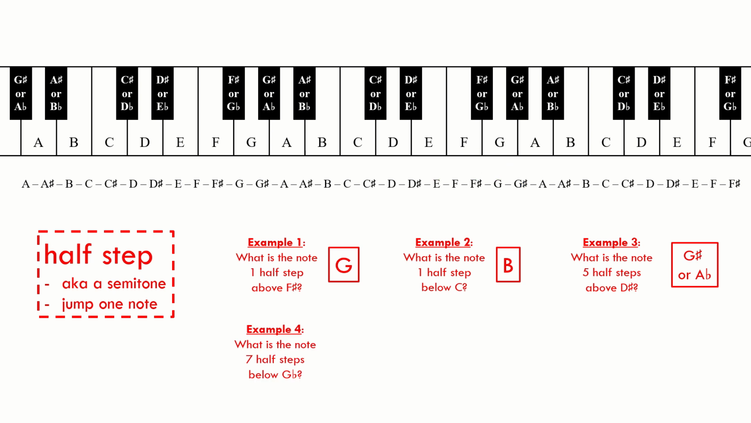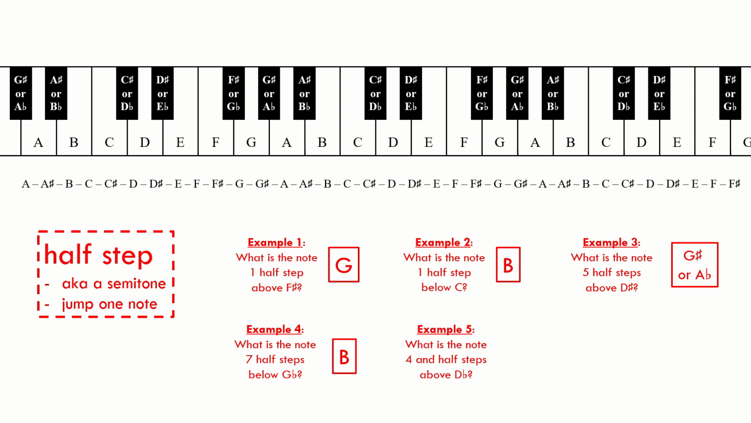Example number 4. What is the note 7 half steps below G flat? G flat or F sharp is over here, and if we move 7 half steps below it, 1, 2, 3, 4, 5, 6, 7, that gives us B.